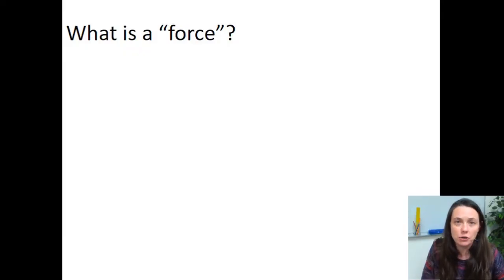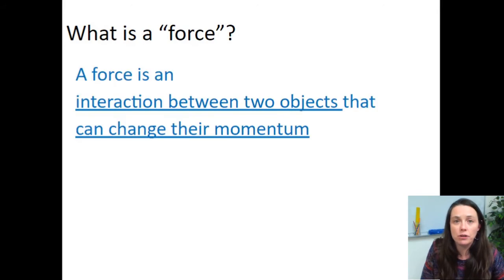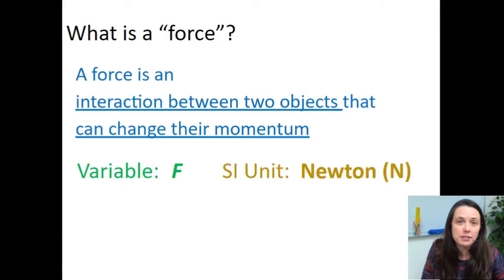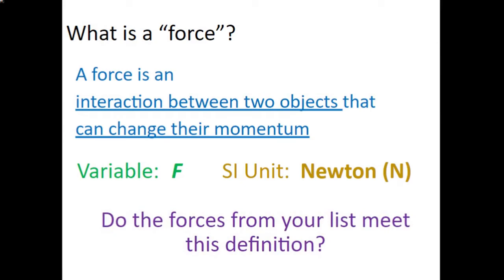Before we discuss particular forces, let's review what we mean by a force. Recall that our working definition of a force is that it is an interaction between two objects, and that interaction has the potential to change their momentums. The variable that we will typically use for a force is the capital letter F. We will often add a subscript to indicate what type of force we are talking about. And the SI unit for a force is the Newton, named after Sir Isaac Newton. Take a second and look at the list of forces you made. Do they meet that definition of being an interaction between two objects?